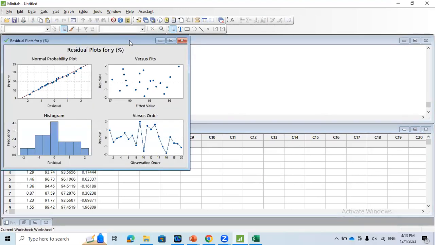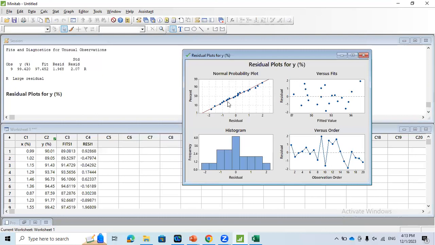It shows you the four graphs like that. This is the normal plot of residuals. This is also the histogram of residuals. This is the residual versus fitted value. This is the frequency and residual. This is the residual versus observed order. For that, there is no pattern, and also the normal plot is fine. You can conclude that the technique you use to fit your equation is accurate now.